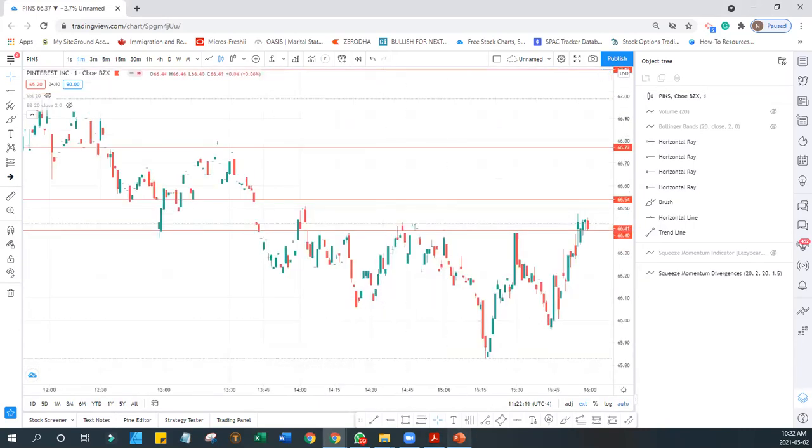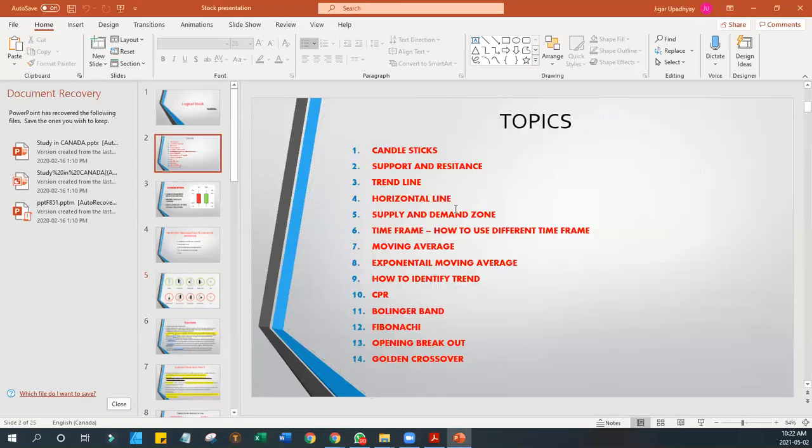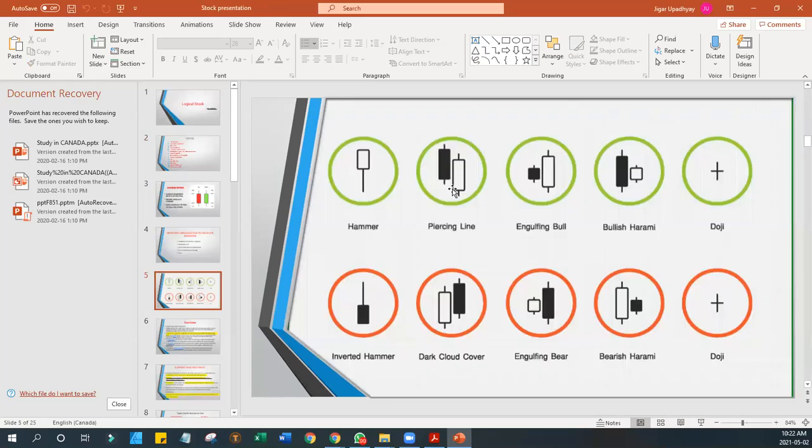Okay, now look for the second candle. Second one is the piercing line. Third is engulfing, bullish harami, and doji. Those are the most important things. How does it work for the piercing line? You will see the red candle and this is the green candle. You will see that this green candle will be at least above 50% of the previous red candle. That means there are chances that the trend is changing.